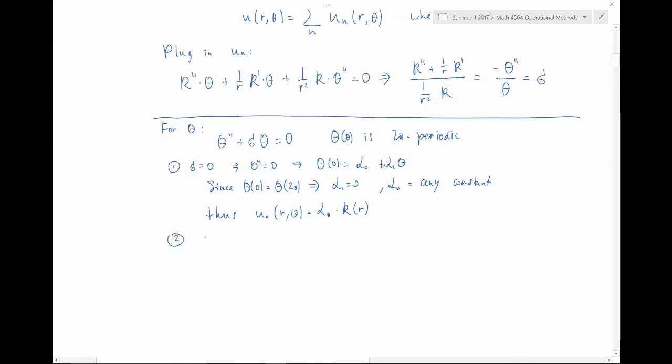The second possibility is when sigma is negative. Let's just say sigma is minus lambda squared. This leads to the equation Theta double prime minus lambda squared Theta should be equal to 0, giving us the solution that Theta of theta is alpha 1 times e to the minus lambda theta plus alpha 2 times e to the positive lambda theta. The periodicity leads to the conclusion that both alpha 1 and alpha 2 have to be 0.